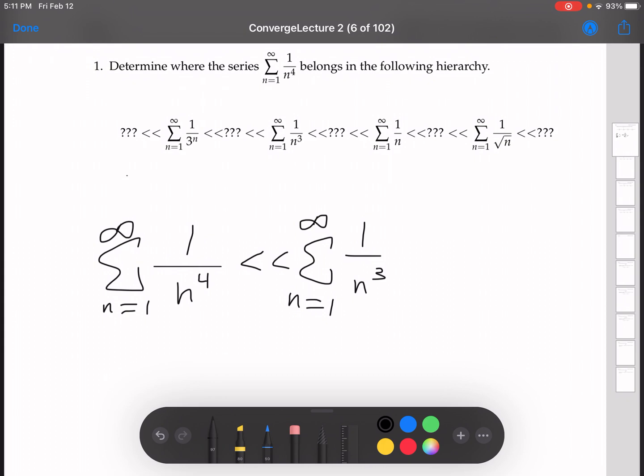And so we have that. We know that 1 over n to the fourth is either here or there, because if it's here, then it's actually still less than, and this relationship that we found right here still holds. So now we've got to figure out which one of these two spots, here or here.